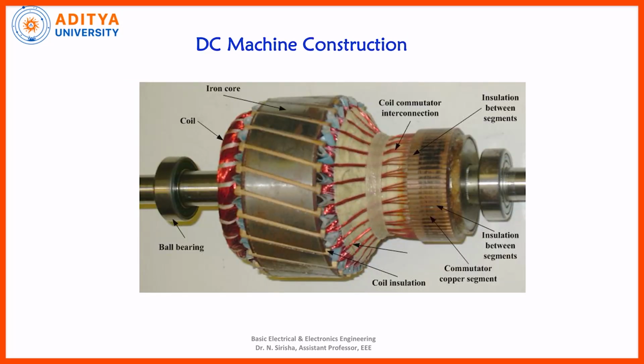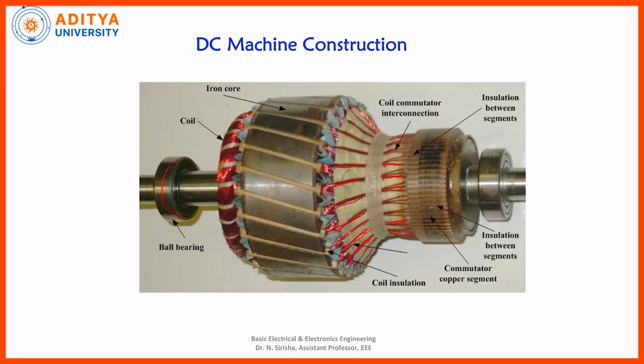And this is one more cross-sectional view of a DC machine. Here you can see the copper conductors. See these red color, brown color conductors are nothing but the armature conductors which are connected to the commutator lugs. Right? These are the ball bearings. These ball bearings are used for the free movement of the machine.